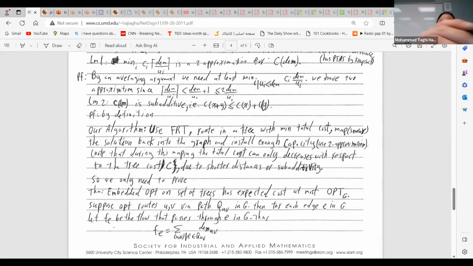Wait, one question. Right now, are you focusing on a fixed S-T, like a single pair, or? No, we are considering multi-commodity. We want to connect all of them together. So the demand here is the flow that is passing through an edge. That's the thing that we are talking about. But in general, between any S and T, we have some demand.